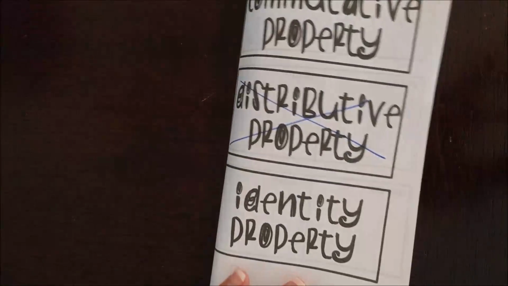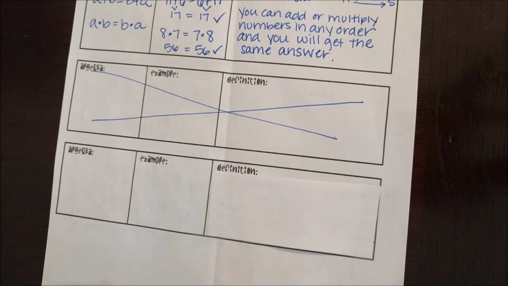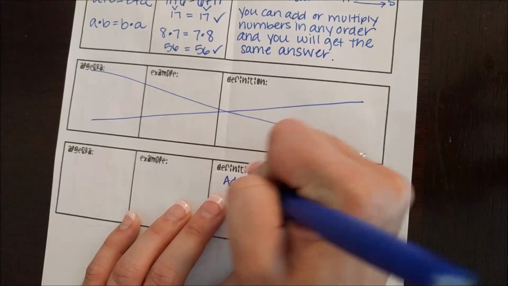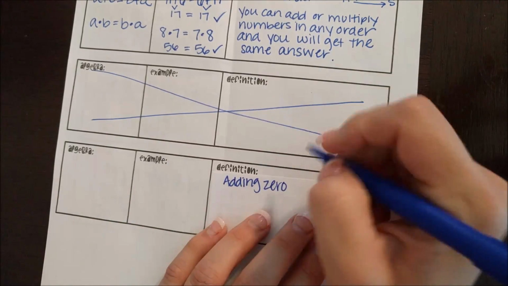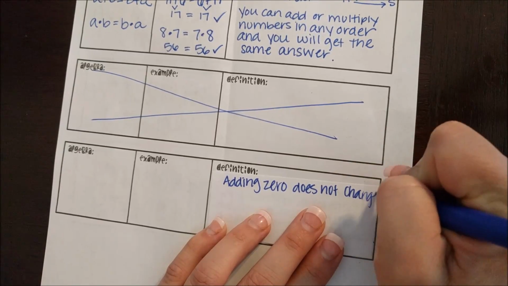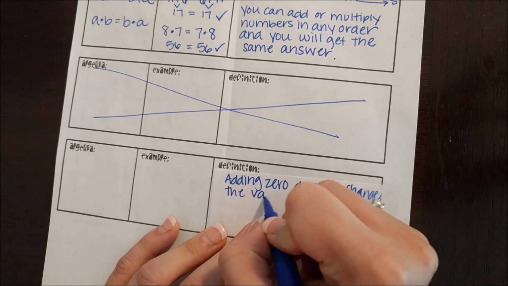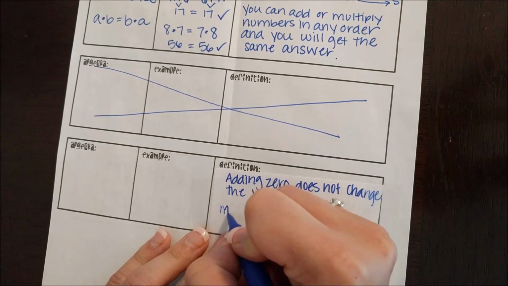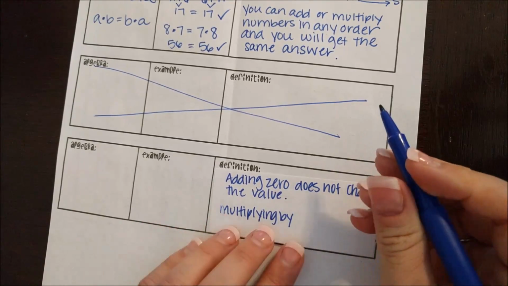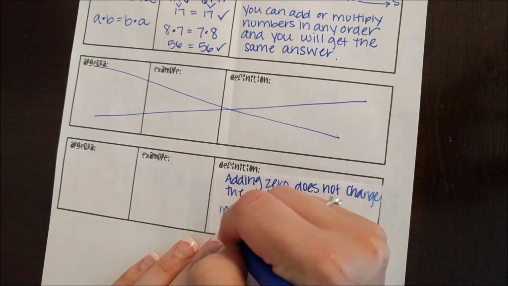Okay, so now we're going to do the identity property. We're skipping distributive. We'll come back to that later on this year. Okay, so the identity property says that adding 0 does not change the value. Okay, that's the same thing. Multiplying by 1 does not change the value.